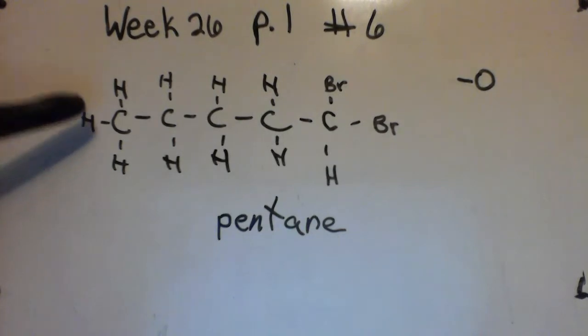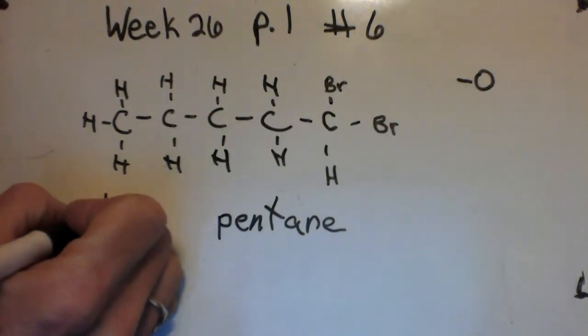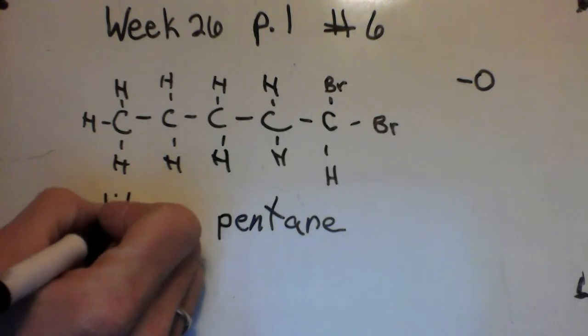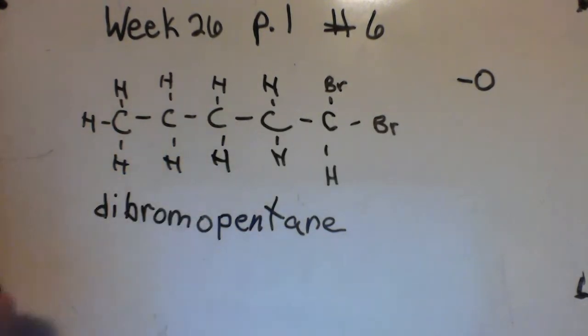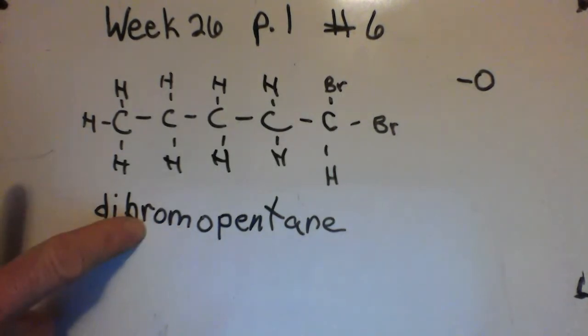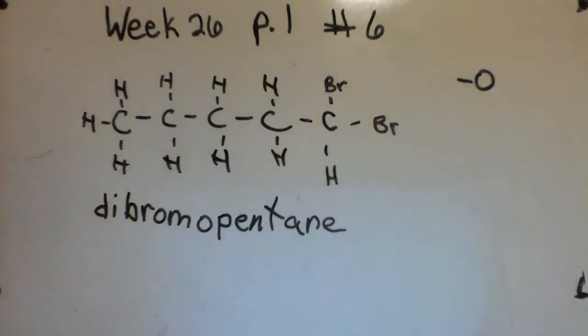Now this particular pentane chain has 2 bromine. So if there are 2 bromine, we call it dibromo. The di means 2. Bromo is bromine with the O suffix added to show that it's a halogen.